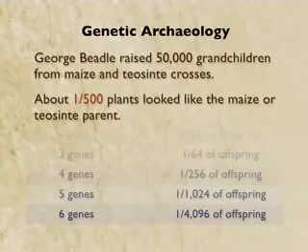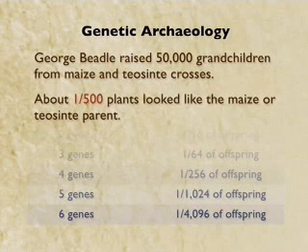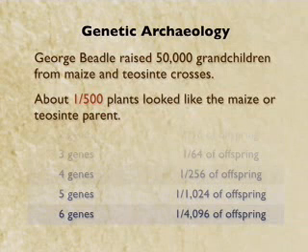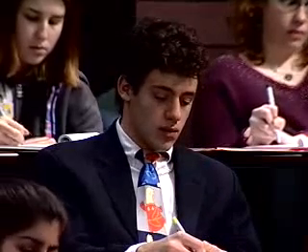Okay, George Beadle actually carried out a very large cross of this type. He raised 50,000 F2 grandchildren from a cross between maize and teosinte. And what he found was that about 1/500th of the plants looked like the maize or the teosinte parent. Okay, and that suggests something on the order of between 4 and 5 genes that might be involved in controlling the dramatic differences in plant architecture and seeds.